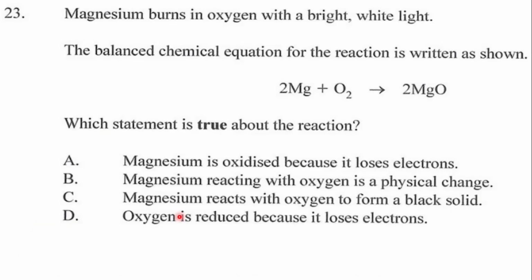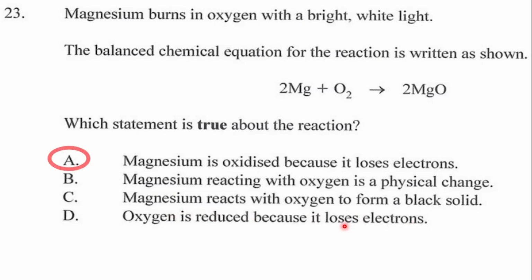Let's move on to question number 23, and it says magnesium burns in oxygen with a bright white light. The balanced chemical equation for the reaction is written as shown. So we have 2Mg plus O2 that produces 2MgO. Which statement is true about the reaction? Is it A, magnesium is oxidized because it loses electrons? B, magnesium reacting with oxygen is a physical change? C, magnesium reacts with oxygen to form a black solid? D, oxygen is reduced because it loses electrons?